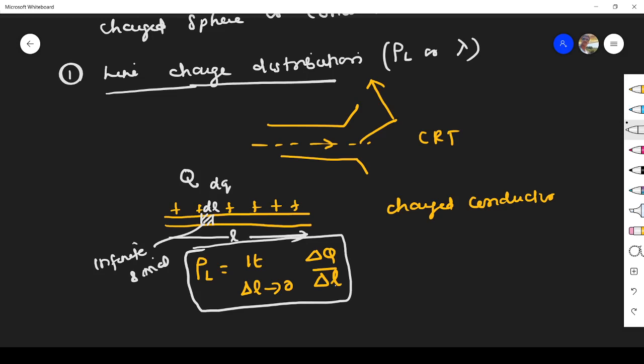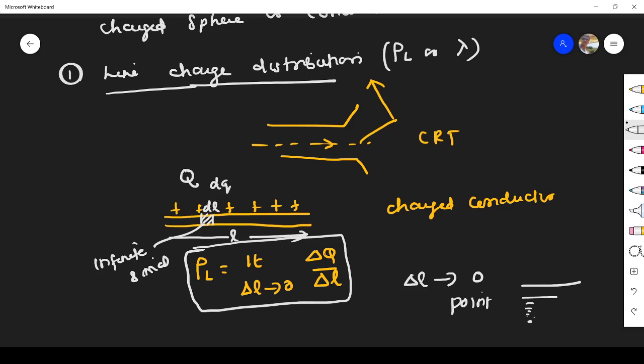You see, when del L tends to 0, what will happen? When length tends to 0, ultimately it will become a point. Yes or no? If you take a length and make it small, ultimately it will become a point. So what are we going to find? Ultimately, we are going to find charge distribution and electric field at a particular point. That's what we are making, del L tends to 0.